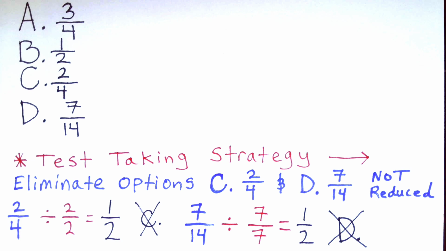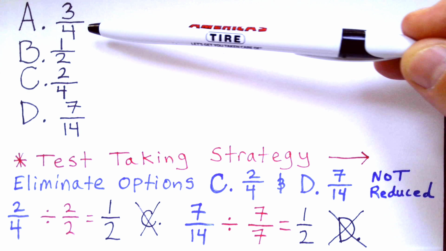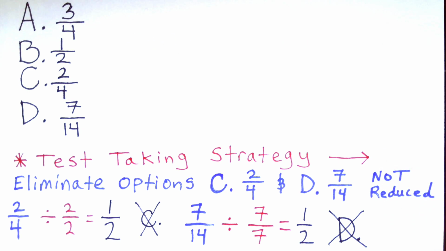For option C, I can divide 2 into top and bottom. I get 1/2. For option D, 7/14, I can divide 7 into top and bottom. I get 1/2. Eliminate option D, eliminate option C. Now you have a 50-50 chance of guessing this answer correctly by just choosing A or B, even if you didn't have a clue how to answer this test question.